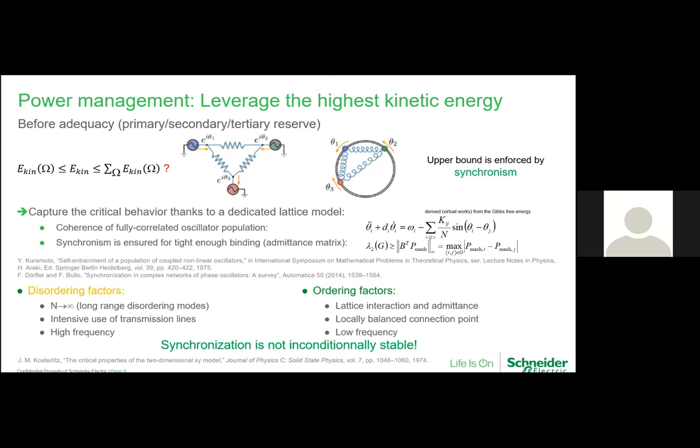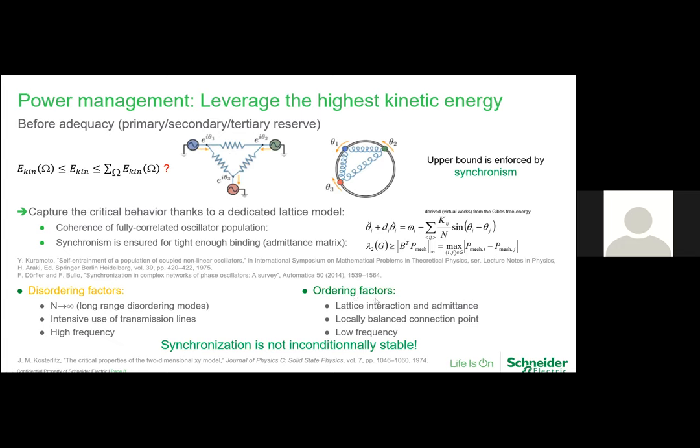So disordering means a desynchronization factor from which I cannot extract the aggregation of the kinetic energy. The first one is a very huge injection or consumption point. The second point is a very intensive use of the transmission line, because the rate of congestion in such a case is rather large, and therefore I have to provide a higher value of the connectivity of the grid. And the last thing is a high frequency. For the high frequency, as you know, the impedance of any passive component increases, and therefore I have less coupling between the different assets.